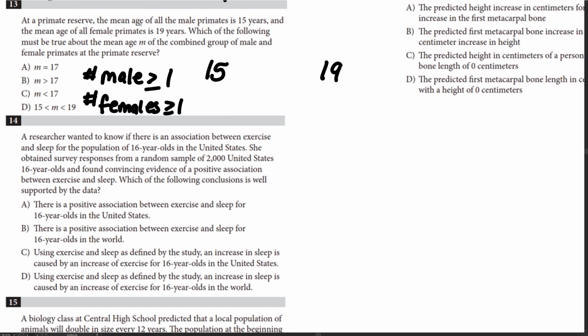However, we cannot determine whether or not it will be 17 because we don't know the proportion of male and females, because with more males, it would lean more towards 15, and with more females, it will lean towards 19. But 17 only results if we have an equal number of male and female. So we just know that the mean has to be less than 19 and greater than 15.